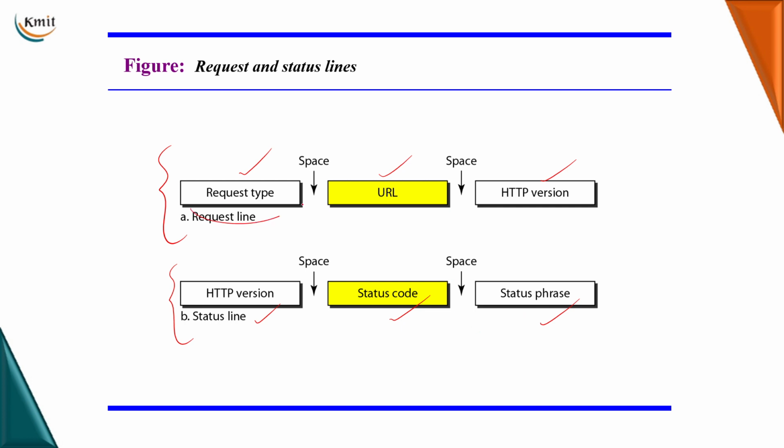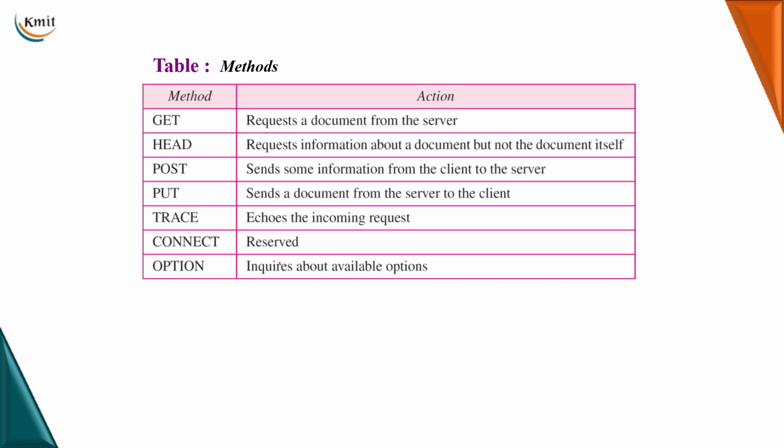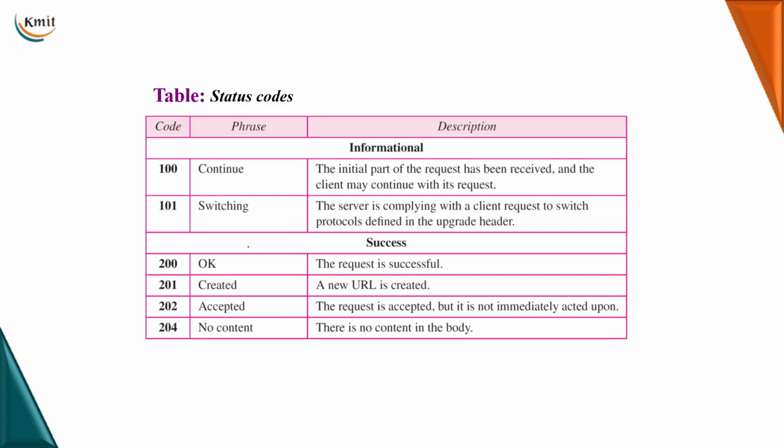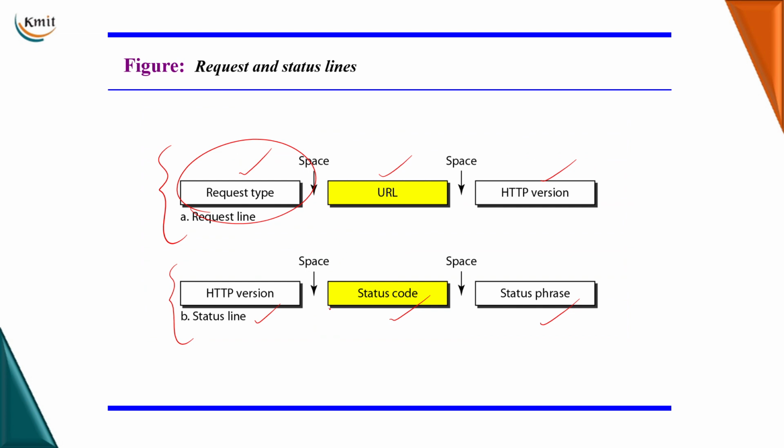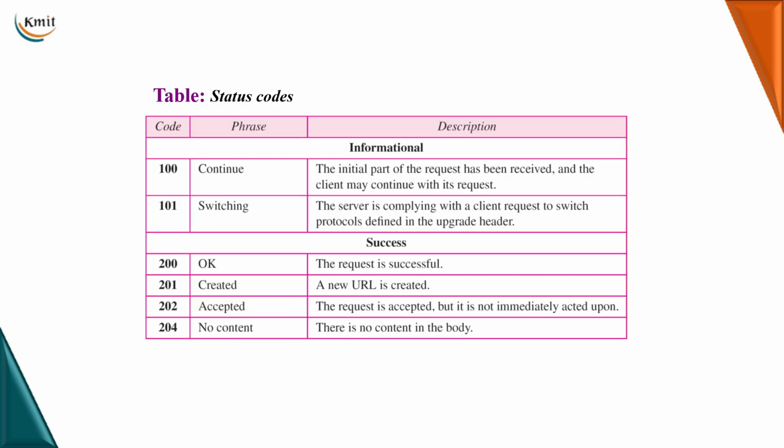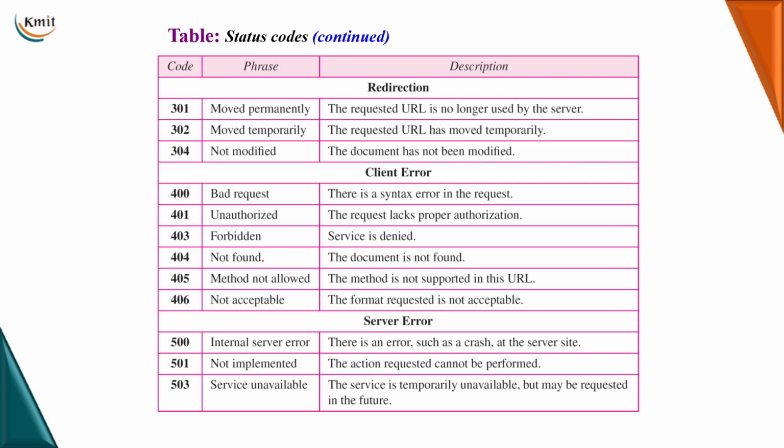Now what does this request type mean? Request type means the methods that are used. The methods used are get, head, post, put, trace, connect, option, etc. Then we have status codes. Status codes are the ones in the response message, and the different status codes used are continue, switching, OK, etc. We also have other status codes.